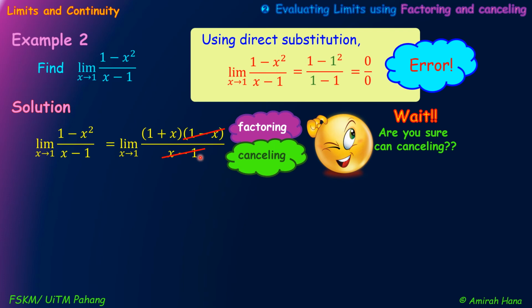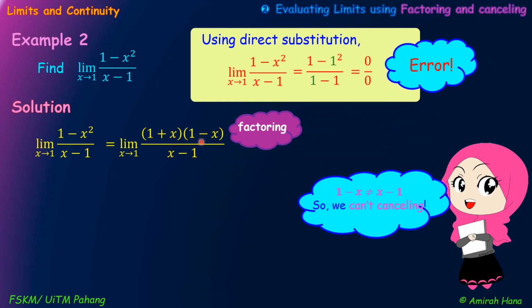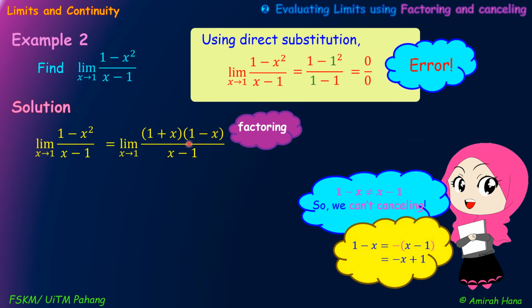But wait, are you sure we can cancel? 1 minus x is not equal to x minus 1. So we can't cancel. Please be careful. So how do we cancel it? What we should do is write 1 minus x as a negative sign and bracket, and then we exchange x and 1 here. So we can write 1 minus x equals negative bracket x minus 1.